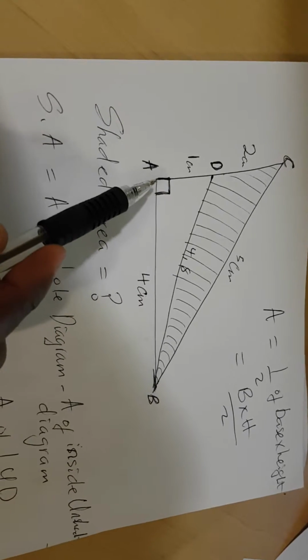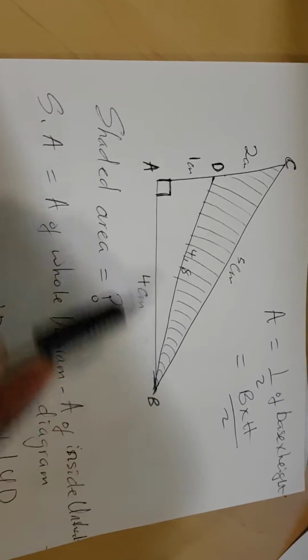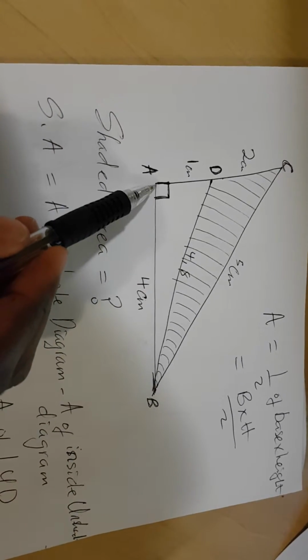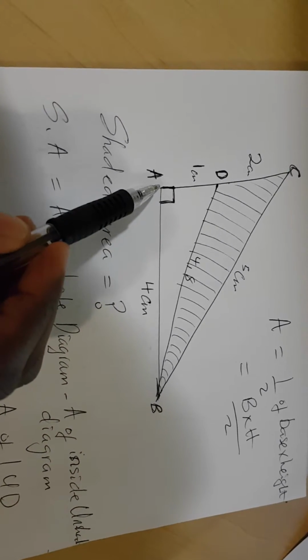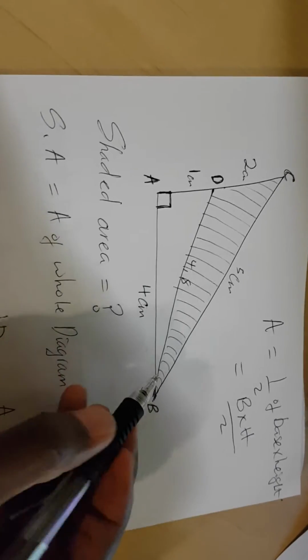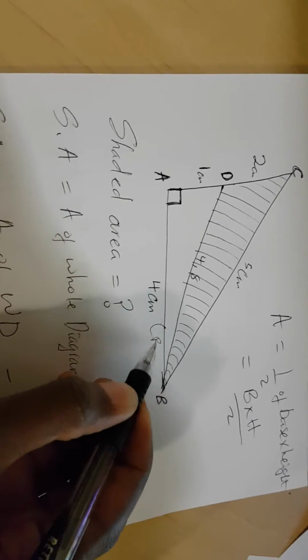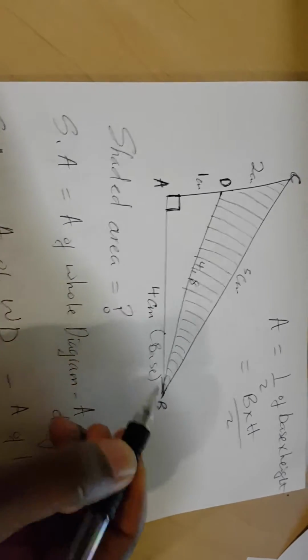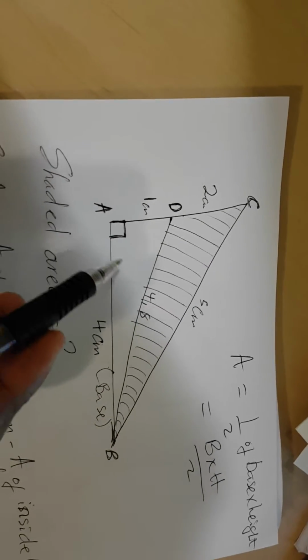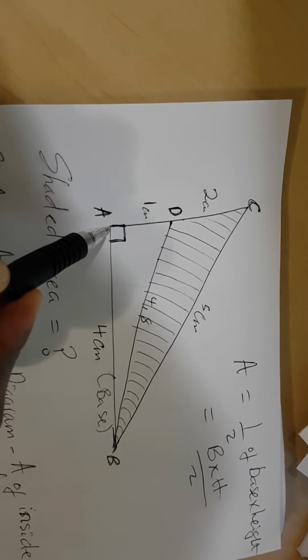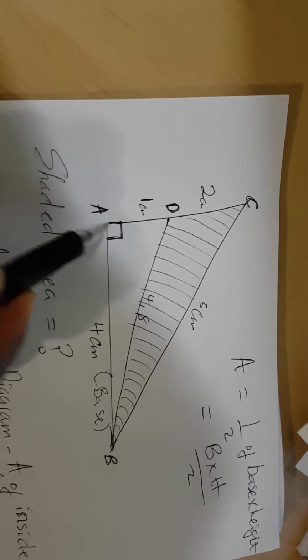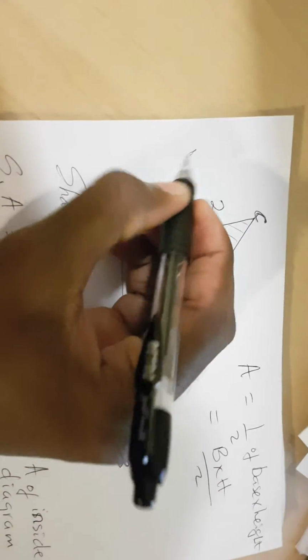So the base is the horizontal line that is below the right angle. So this is the right angle. Here at the corner with the right angle, so we call this one a base. And then we have a height, which is the vertical line that is emanating from the right angle. So from A to C we have a height.